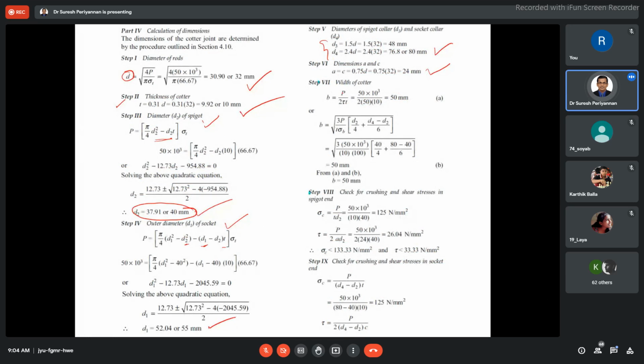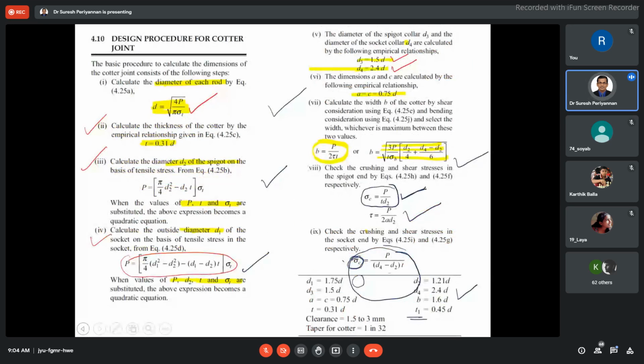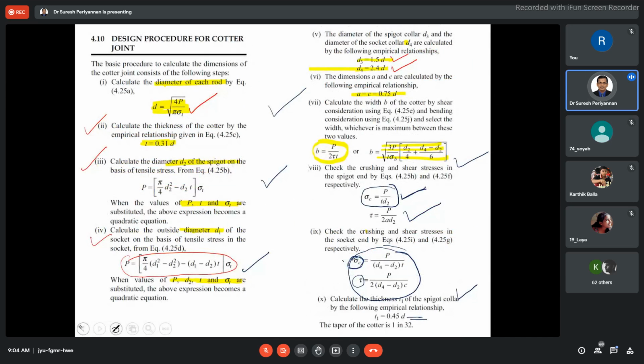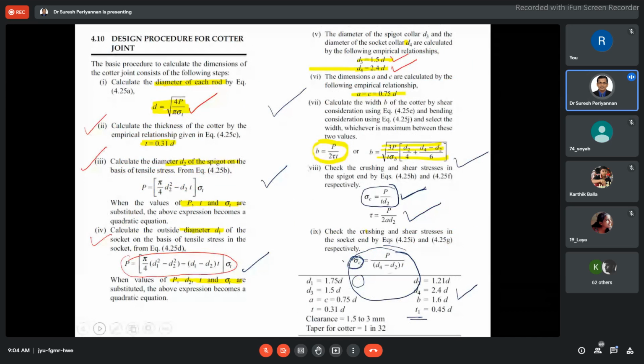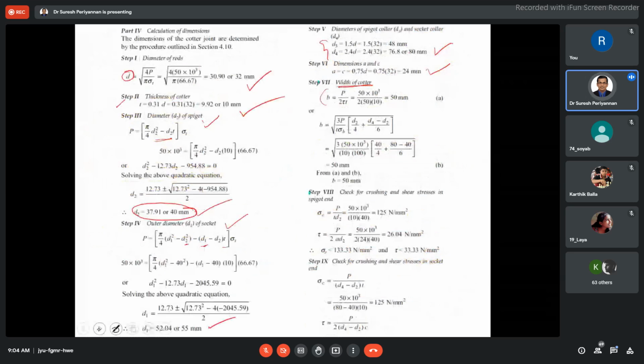Now come to the width of the cotter. As we discussed earlier, the width of the cotter, see here. Using direct shear stress in the cotter and bending stress occurring in the cotter, based on that you have to define the width of the cotter. Whichever is the maximum value can be considered here. Width of the cotter is 50 mm.